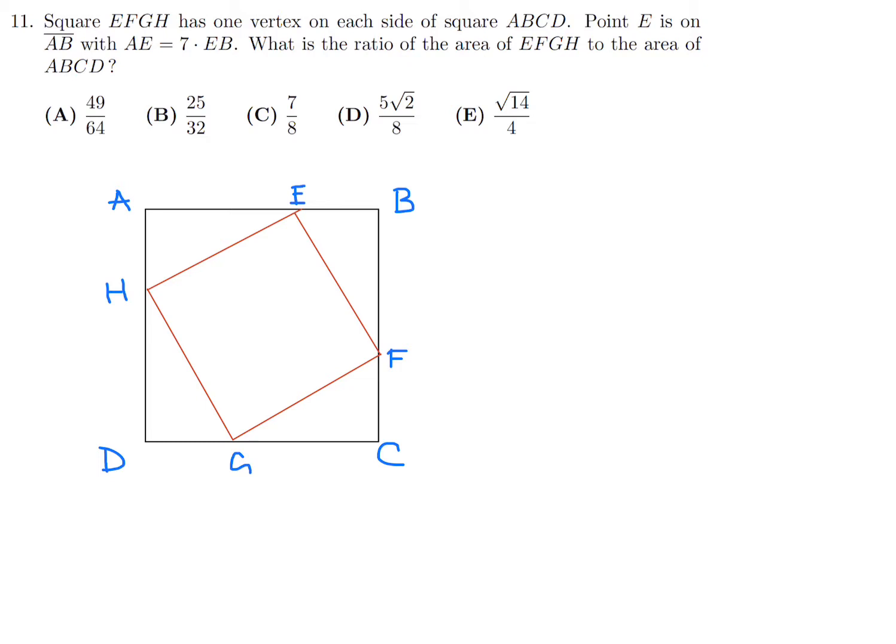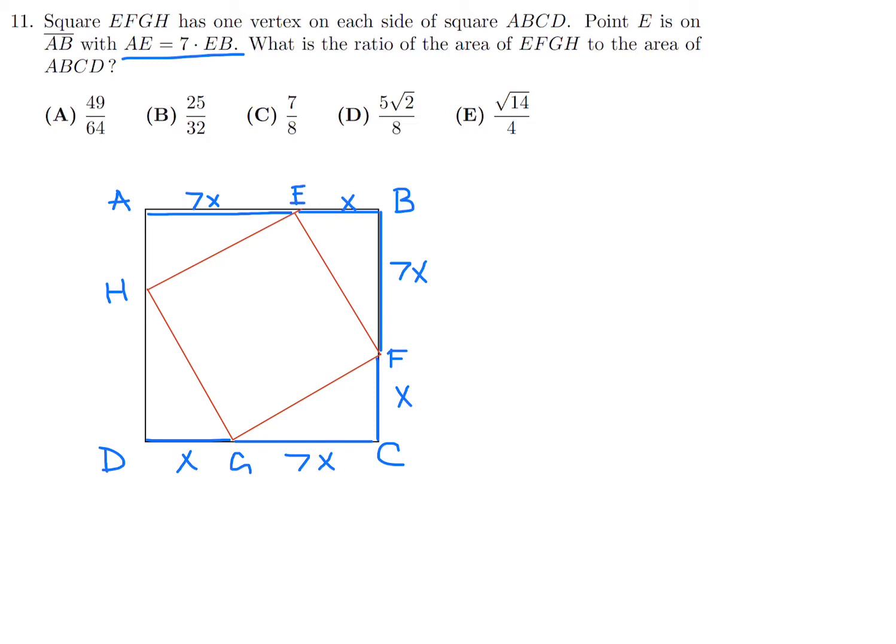And then they tell me that right here, AE is equal to 7EB. So that means, for example, if EB is X in terms of its distance, then AE will be 7X in terms of its distance. And because of the symmetry of this diagram, this is also 7X, and this is X, and all the way around it's the same thing. 7X, X, and so on, right?